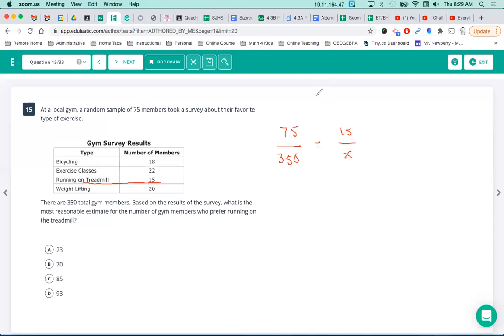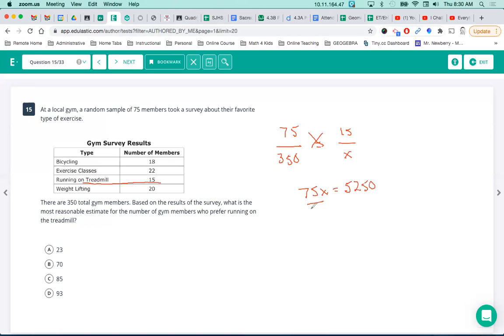So we can cross multiply here again. Now this one's going to be a little more difficult. 75 times x is 75x. And 15 times 350. Now, even Mr. Newberry can't do all that in his head. So I'm pulling my calculator out. 15 times 350 is 5,250.